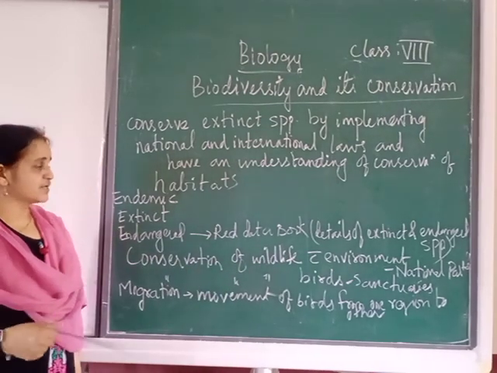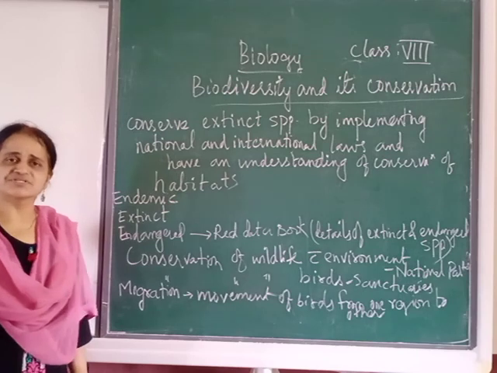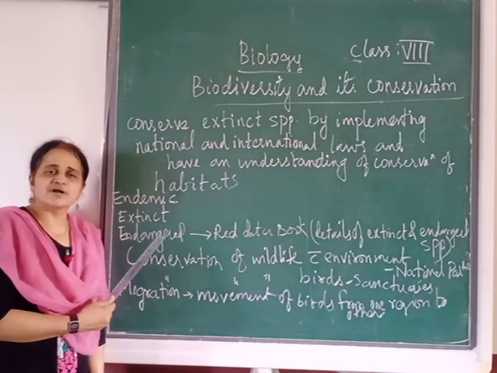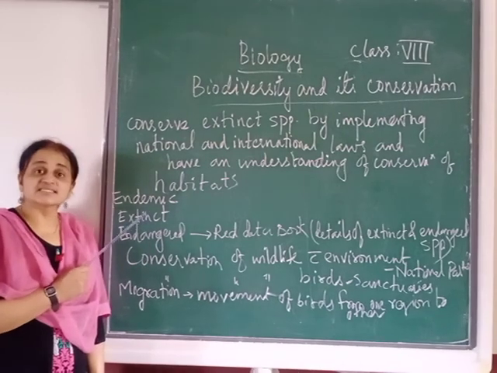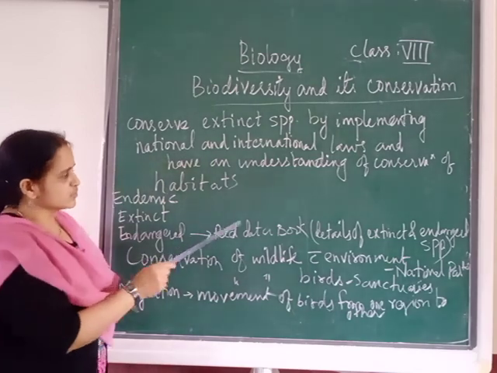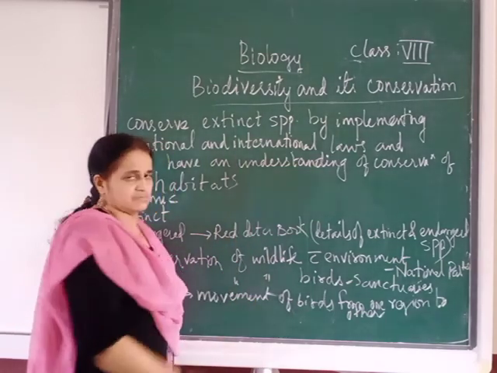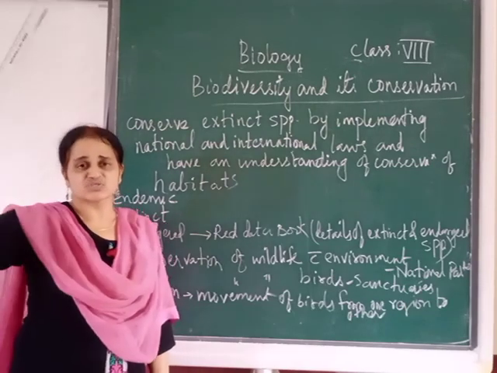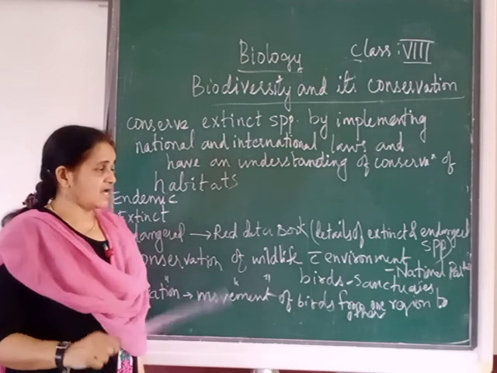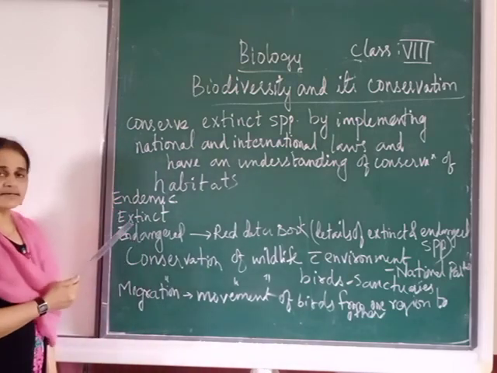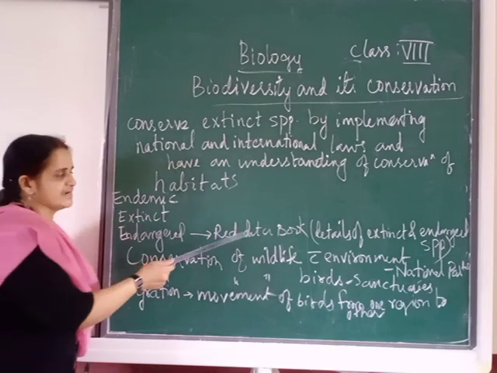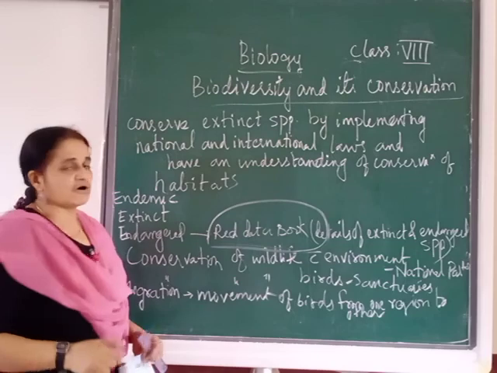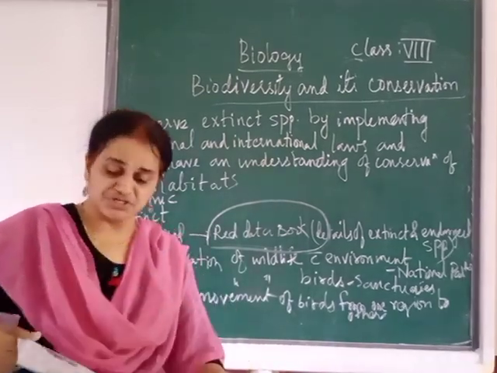So what the scientists are doing: there are some species which are getting endangered. Once they are endangered, if we do not take any steps, they may become extinct. There is one book called the Red Data Book. In this Red Data Book, there is a list of plants and animals which are endangered or becoming extinct. So remember this Red Data Book. It consists of the list of all the extinct and endangered species.